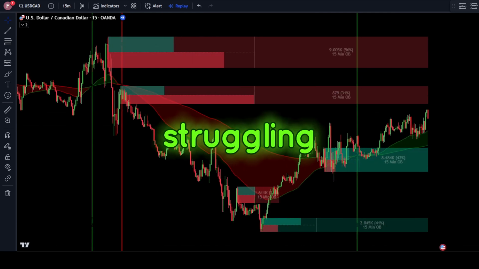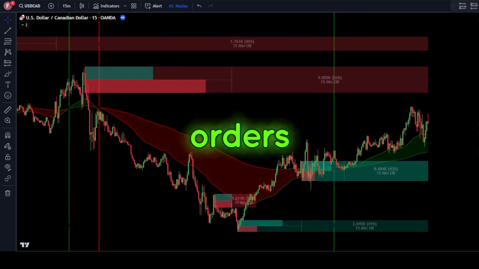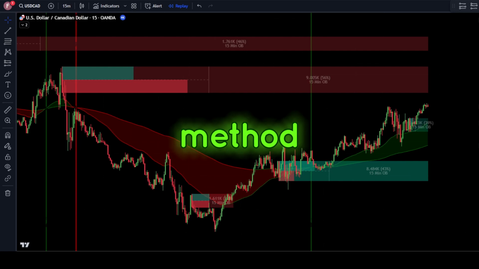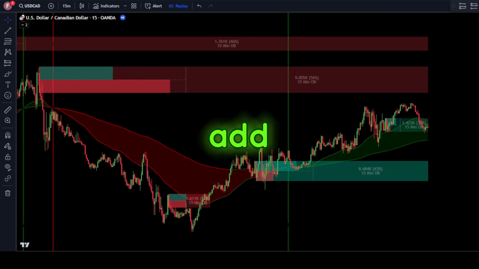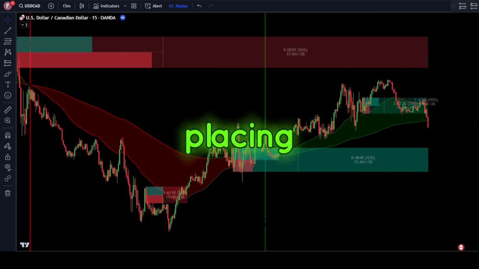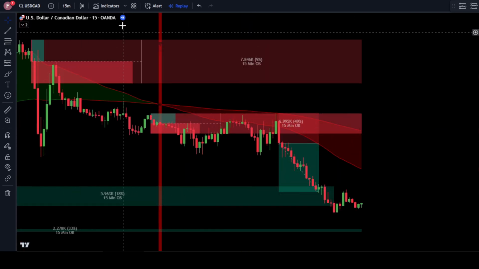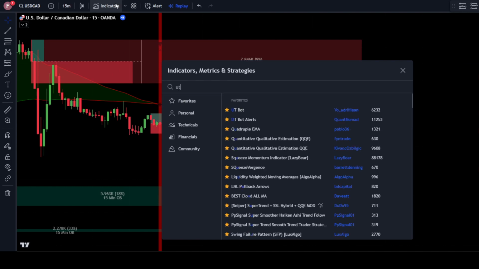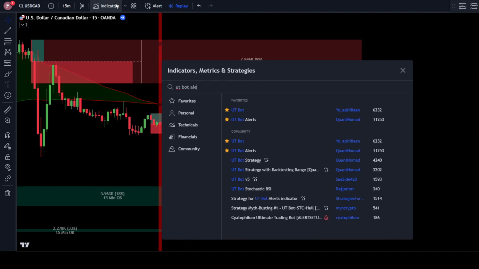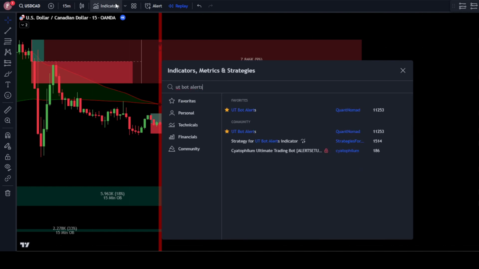If you're still struggling to determine the best point to place orders, you can use the second method. To use the second method, you can add another indicator to guide placing buy and sell orders in the market. Go to the Search Indicator tab and type UT Bot Alerts. Then simply select UT Bot Alerts from QuantNomad.